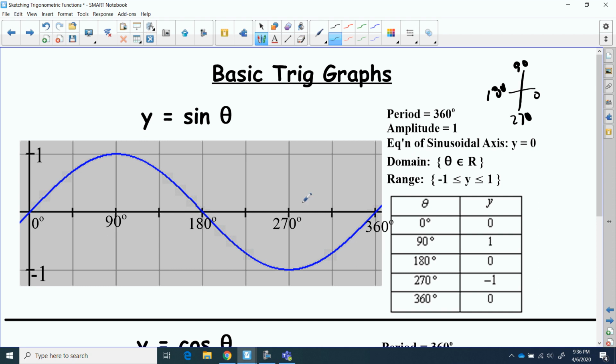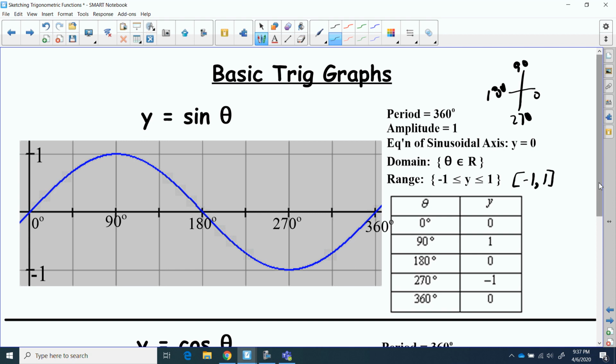Now the domain of these graphs, which is along here, unless we're told different, we're going to assume that this wave can continue indefinitely in both directions, which means the angles along here could be any number you want. And the range, which is the y values, will oscillate back and forth between a high of 1 and a low of -1. So you write it as -1 ≤ y ≤ 1. And as we looked at last unit, we can also use bracket notation: [-1, 1]. That would also cover that interval.